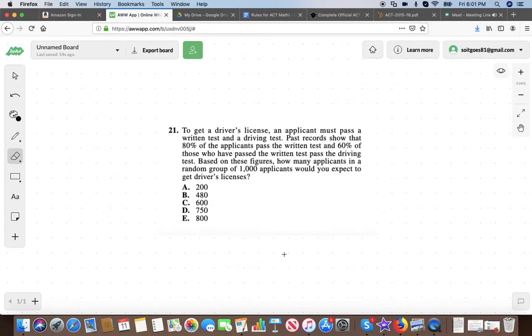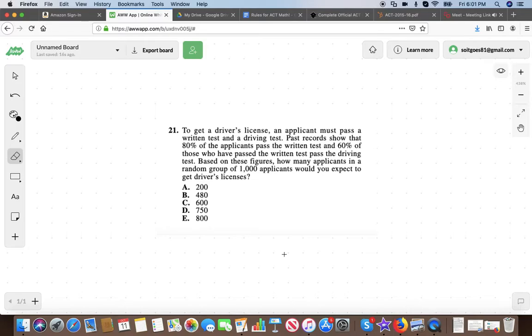Go and read 21 for me, please. To get a driver's license, an applicant must pass a written test and a driving test. Past records show that 80% of the applicants pass the written test, and 60% of those who have passed the written test pass the driving test. How many applicants in a random group of 1,000 applicants would you expect to get a driver's license?